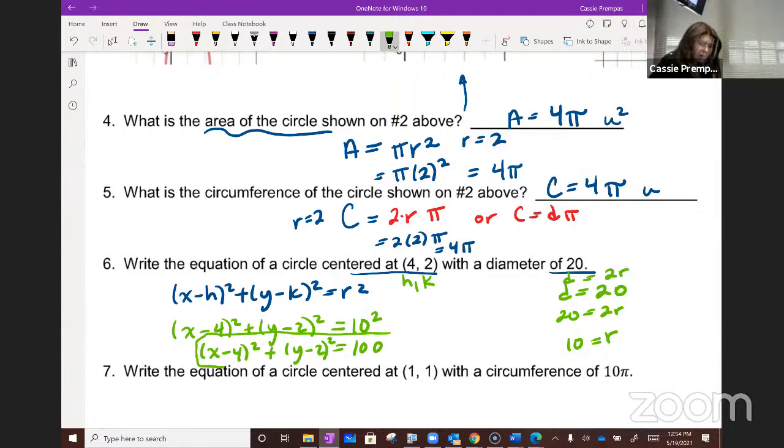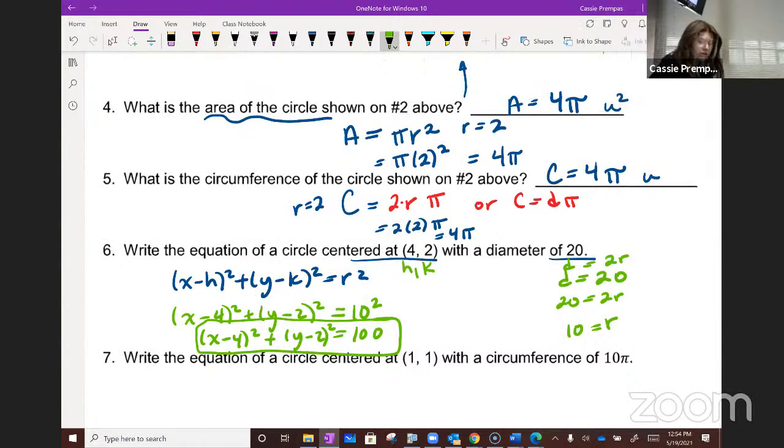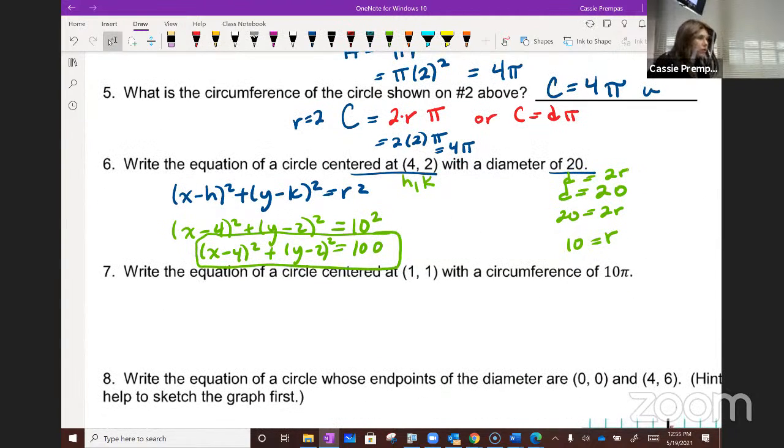All right, number 7. Go ahead, turn to your partner. See if you guys can think through this one together.